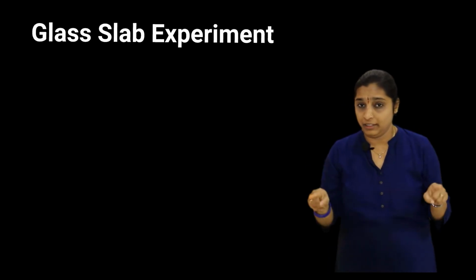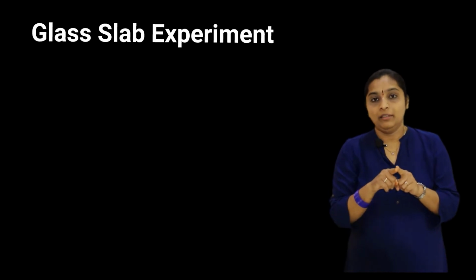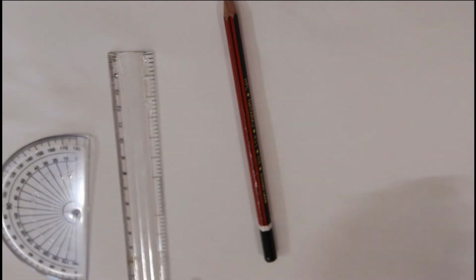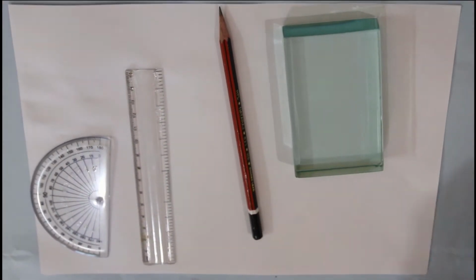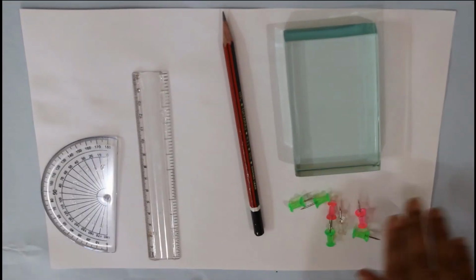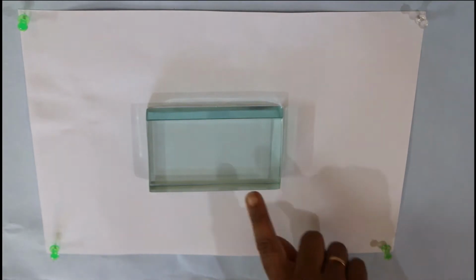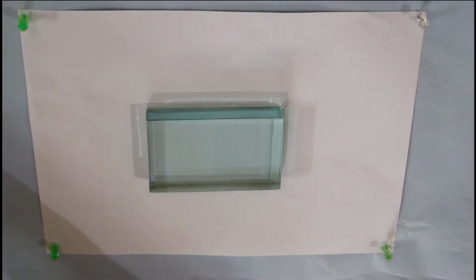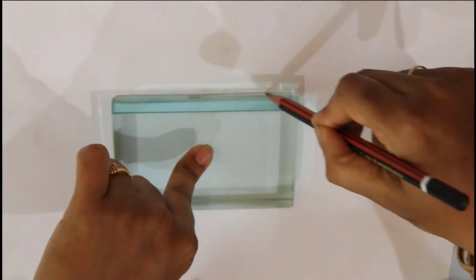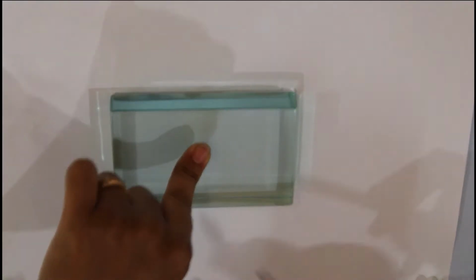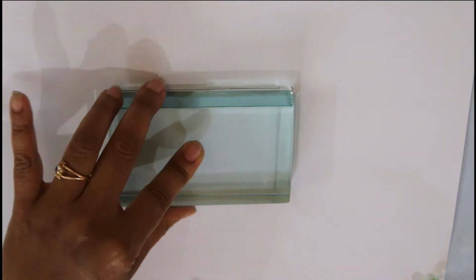Now let us go one step further and try to understand why this happens by doing an experiment with a glass slab, wherein we will be able to learn many more details about this. Okay, materials required are a pencil, ruler, protractor, a rectangular glass slab, and a few drawing board pins. So I have fixed a white sheet of paper on a drawing board with the help of the drawing pins. Now I will place the glass slab in the middle. Okay, now I will mark the boundary ABCD with a sharp pencil.